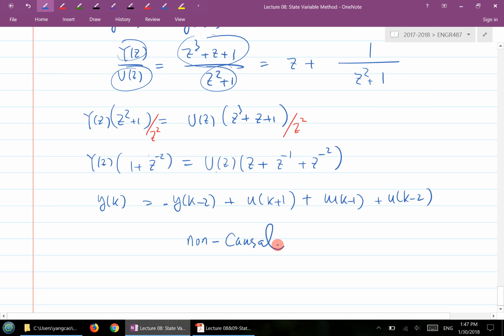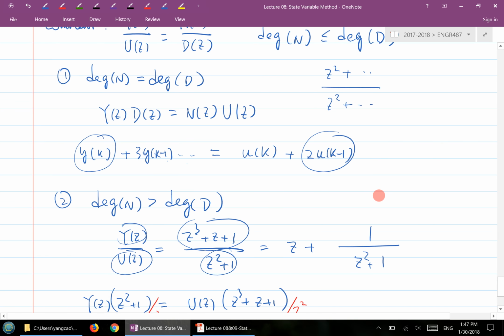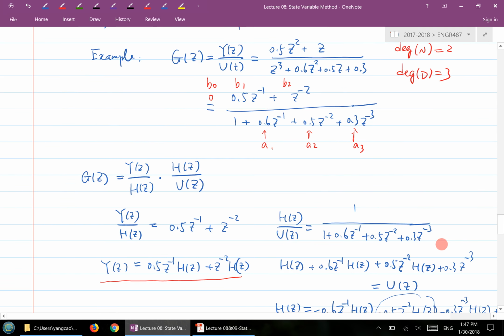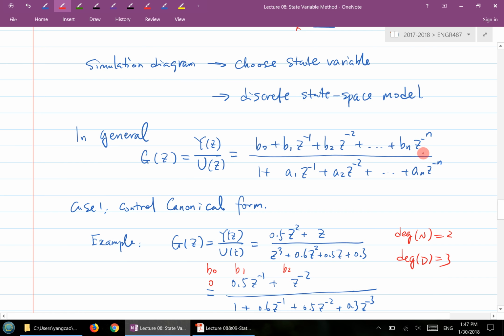That basically means it's not realizable. So which is why we typically have these conditions given. If you look at the general format, in the extreme case the degree of the numerator is the same as the degree of the denominator. Okay, so any questions? And then we'll look at the observable one in the next lecture.